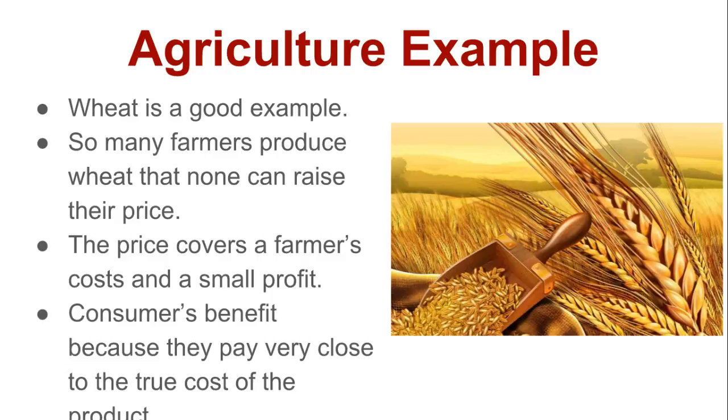Now, the consumers benefit from this because the price within this market, the wheat market, or any perfect competition market, is so low that it really does represent the true cost of a product. We are paying for what it takes to prepare the soil, grow the wheat, harvest the wheat, ship it to the store. That is all we are paying for when we buy wheat. That and a teeny profit that goes on top of it. So that's an example of how agriculture serves as an example of a near perfect competition.